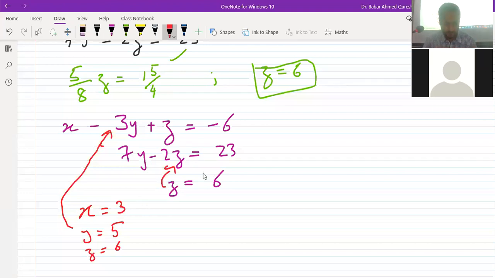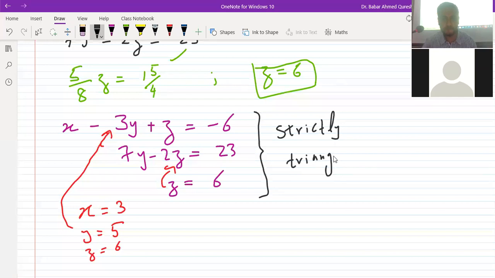So this system, by picking one equation involving z only, one equation involving y and z, and one equation involving x, y, and z, is called a strictly triangular system. So what is a strictly triangular system?